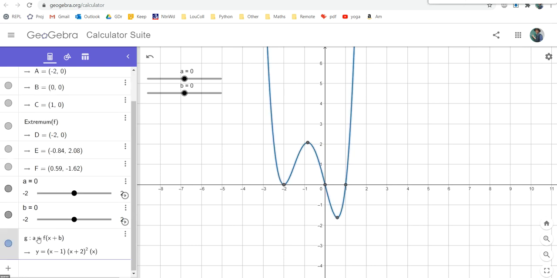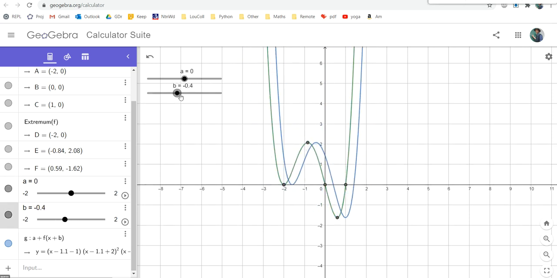This is going to do translations because we've got adding involved, but the one on the outside of the function is going to move it vertically, and the one on the inside of the function is going to move it horizontally. But again, notice in the opposite direction to what you might think.